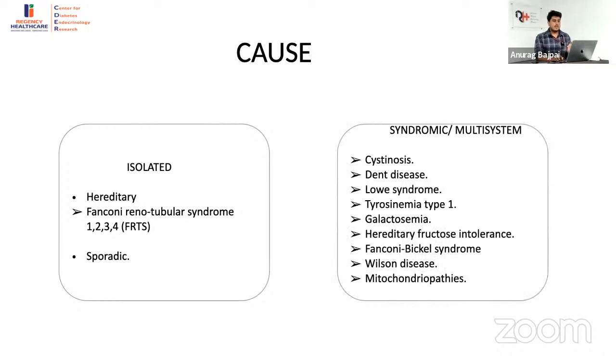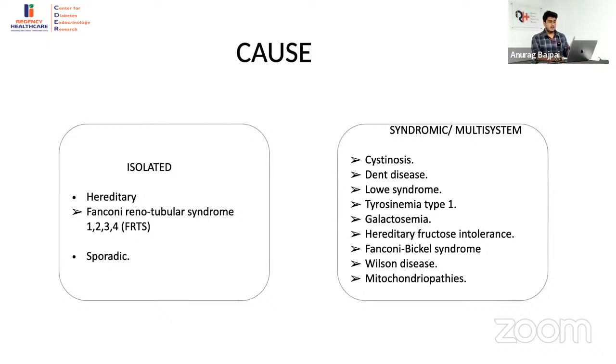And with regards to the other manifestations which are generally seen in association with the proximal renal tubular acidosis, it includes cystinosis, Dent disease, Lowe syndrome, trisomy type 1, galactosemia, hereditary fructose intolerance, Fanconi-Bickel syndrome, Wilson disease, and mitochondriopathy. Here we'll be discussing the three major diseases where the proximal renal tubular acidosis is the cardinal manifestation of the syndrome, and the other features are also present. And we'll be leaving out the other syndromes where one of the associations of the syndrome is proximal renal tubular acidosis. The three which I mentioned include cystinosis, Dent disease, and Lowe syndrome.